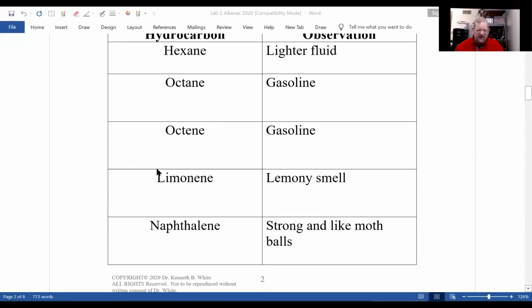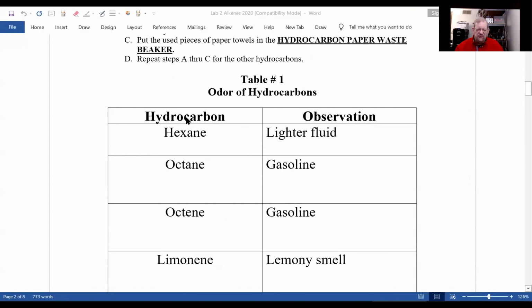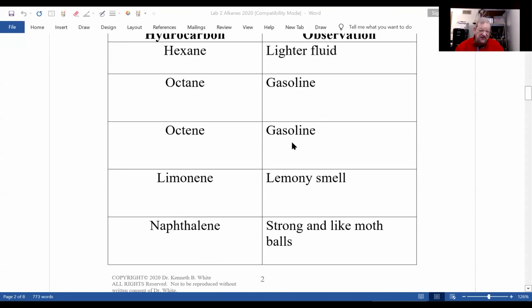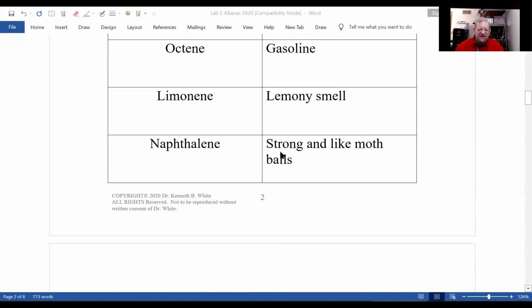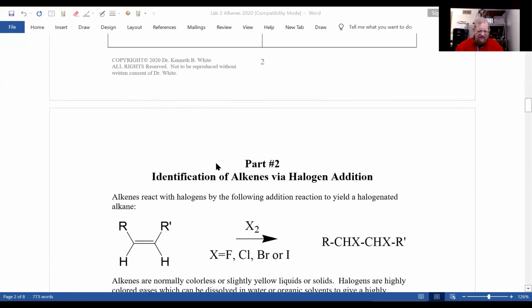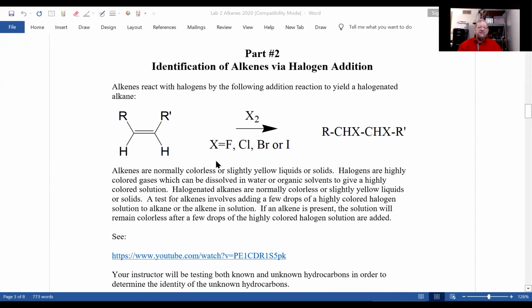Now, one of the things I've done is remember what students normally say it smells like. Here I have the chemicals you would test, and here are what they smell like, or what students think they smell like. That would be part 1. Now, parts 2 and 3 deal with tests used to identify functional groups.